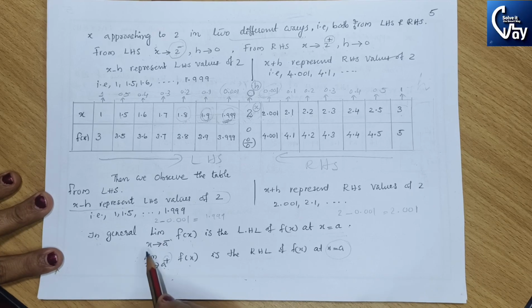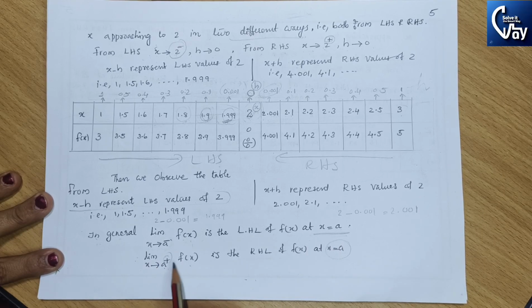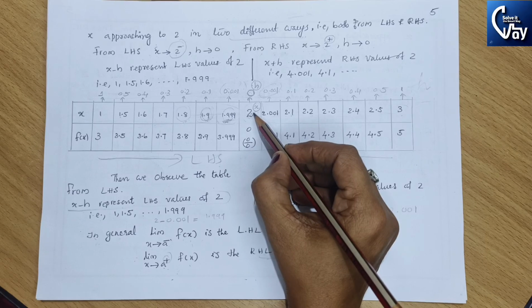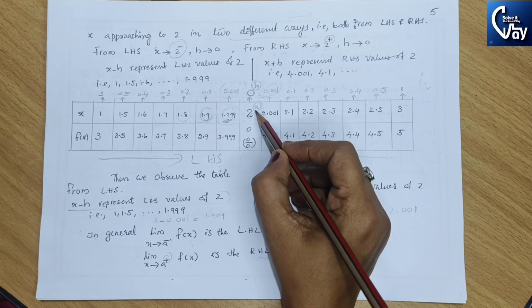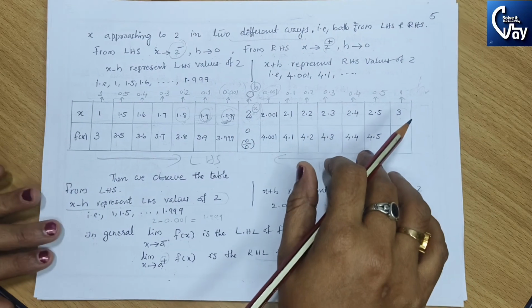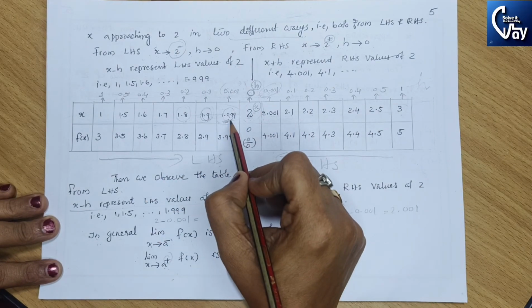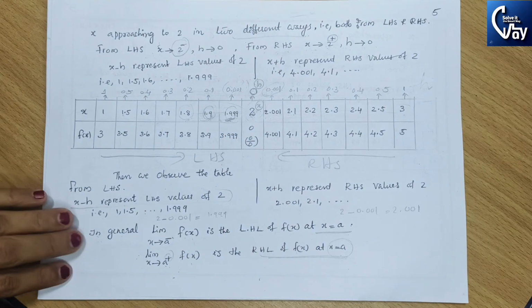In general, limit x approaching a minus of f of x is the left hand limit of f of x at x equals a. Limit x approaching a plus of f of x is the right hand limit of f of x at x equals a. This is our x and the difference we call h. X minus h are the left side values of 2 and x plus h are the right side values of 2. As x approaches 2, at that time this difference value h approaches 0. Is it clear?